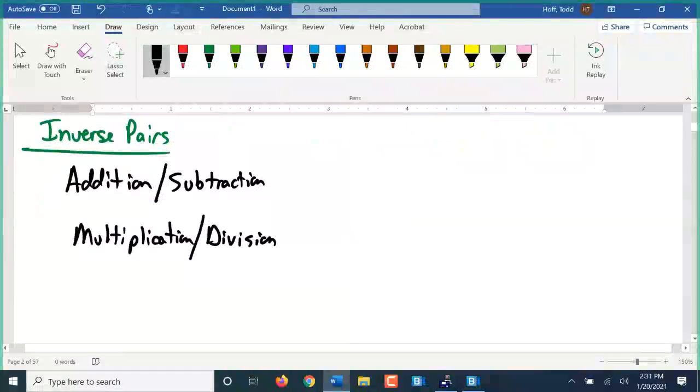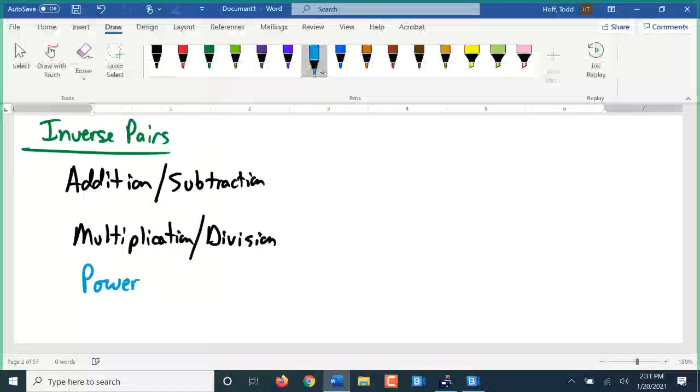There's another pair of operations. Powers and roots. Together, they're often just called exponents.